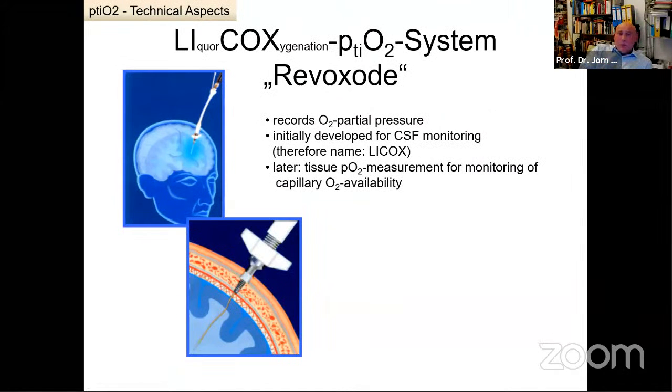So I want to go into this a bit more now. The Licox is called Licox because liquor is the German word for CSF. It was developed by a German company initially, so it's basically a CSF oxygenation system, if you want. It's a so-called Revoxode. It records the O2 partial pressure in the tissue, and initially it was developed for CSF monitoring by a group near Kiel in Germany, but they changed from CSF monitoring to tissue monitoring because, as I will talk about in a minute, this is a bit more accurate.